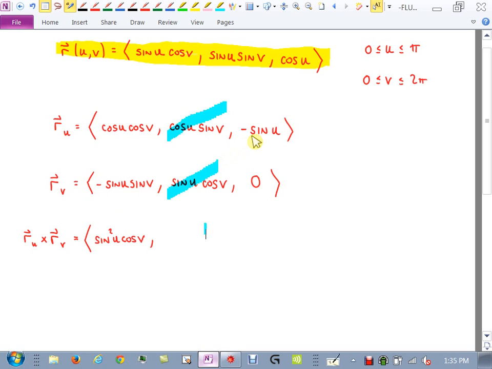Everyone has to have their own way of feeling comfortable with this if they're going to do this method. The other way is to do it the way I showed. Yes or no? So what is this going to be? Sine squared U sine V. All right. Sine squared U sine V. If you want help on that, let's just come out to my office and we can talk about it.